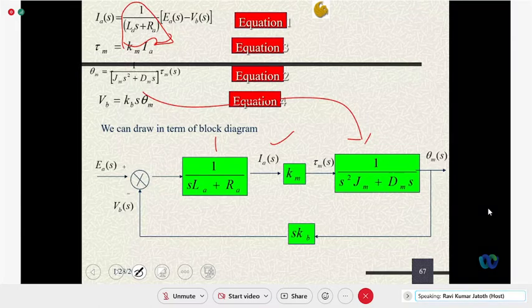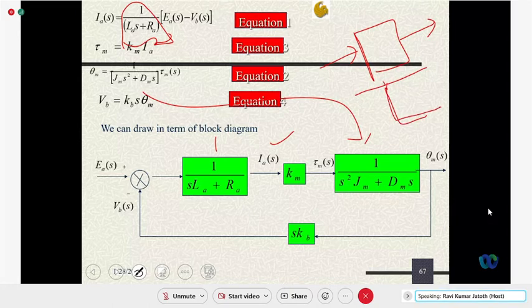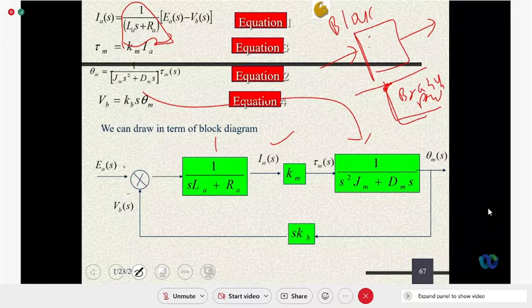Understood? A block diagram is a pictorial representation of a physical system. It shows how the signal enters, gets modified, and comes out. There are three major elements in drawing a block diagram. One is the block. Another is the branch point. If the signal is going like this, the same signal may go to some other part of the system, so it is called a branch point. And this is called a block, which is represented using a transfer function.